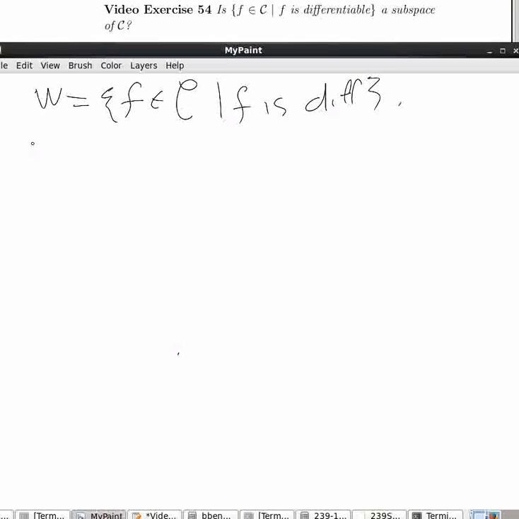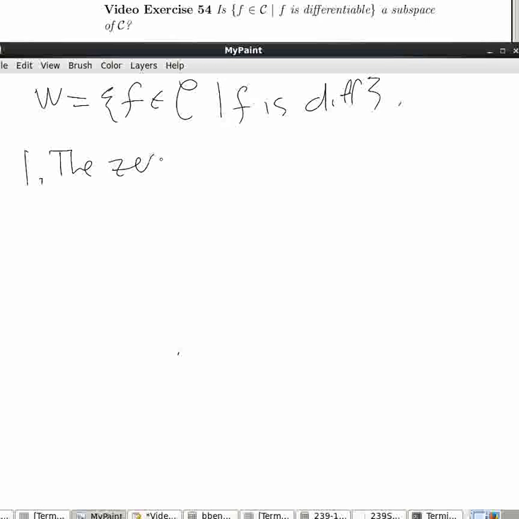I'm going to let W equal the set of all functions in my set of continuous functions such that f is differentiable. I'm going to show this is a subspace. I'm going to use theorem 45 to do this. To do this, I first need to show that the 0 element is in there.